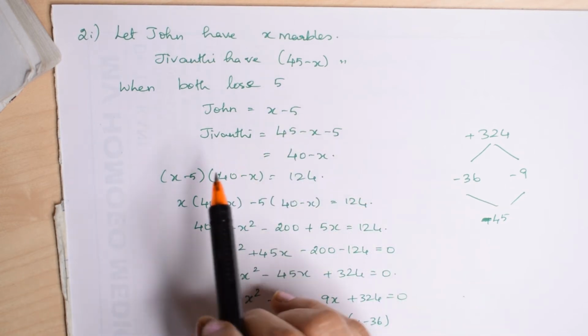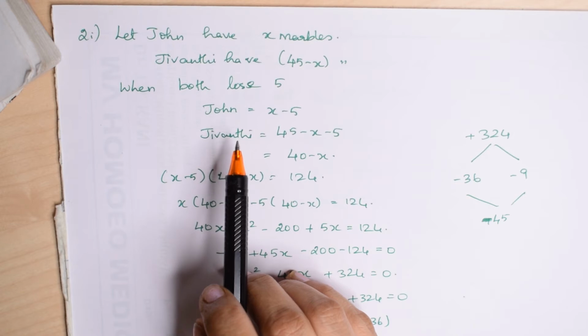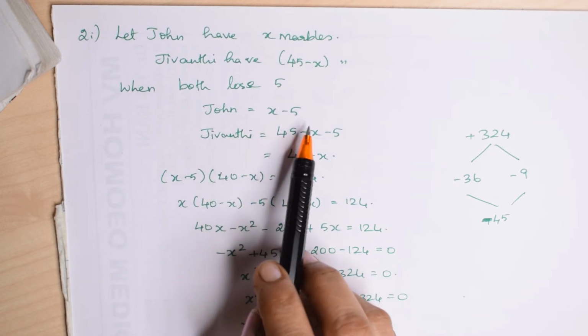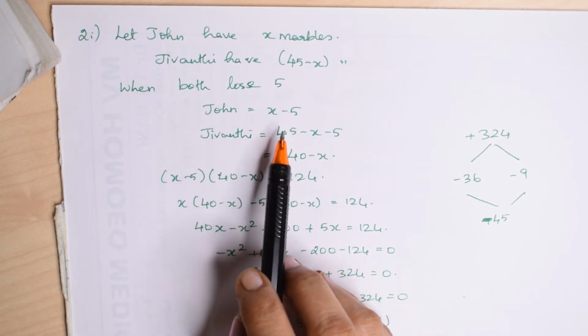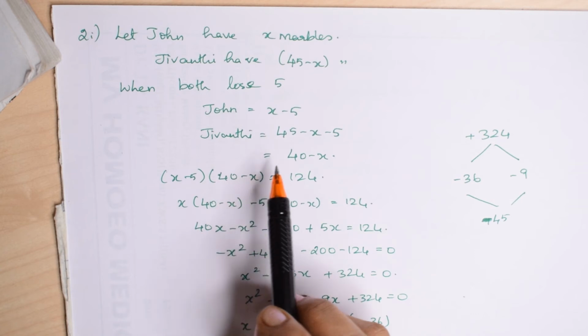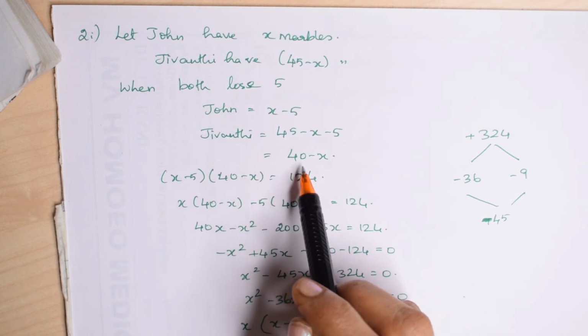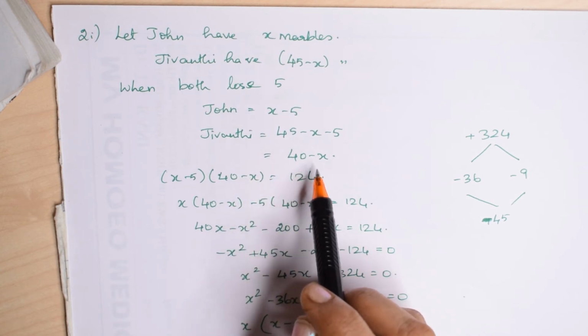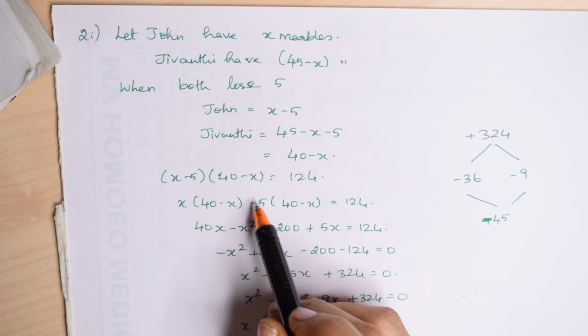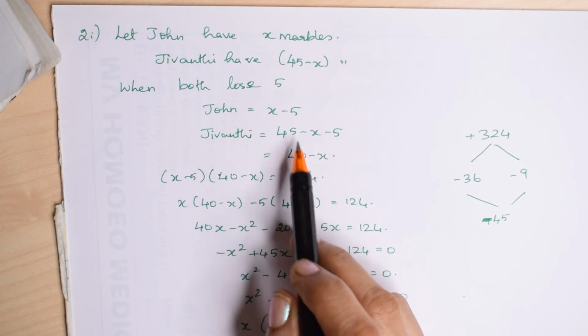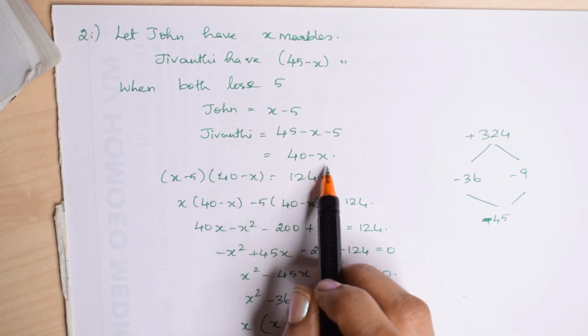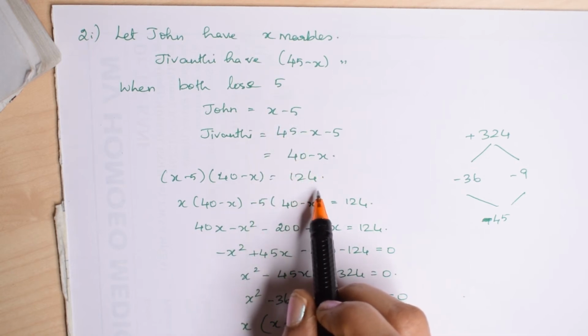Now both lose 5, they lost 5 marbles each. So John lost 5 marbles. The total number of marbles he had is x minus 5 now. Jivanti also lost 5 marbles. So the number of marbles she has is 40 minus x now. The product of the numbers is 124. When I multiply x minus 5 and 40 minus x, the product becomes 124.